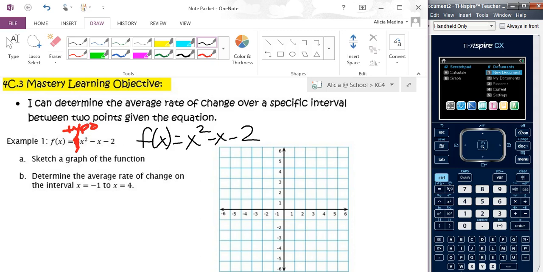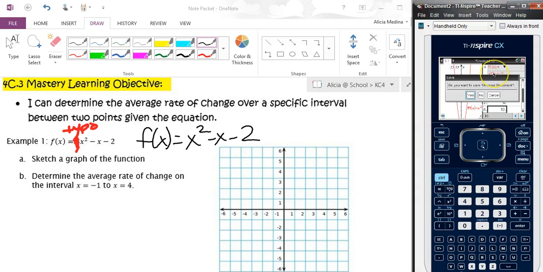All right, so the first part is we need to sketch this graph. So in our calculator, we need to print it out. Make sure you go to New Document. No, you don't want to save. We want to add a graph. And we want to type in our equation. So x squared minus x minus 2. Enter. Alright, so here's what our graph looks like.